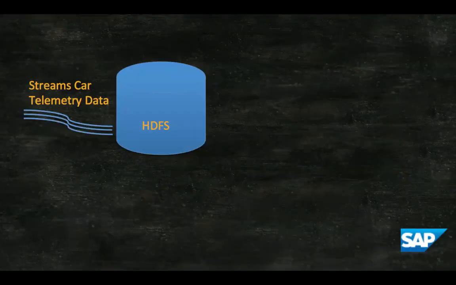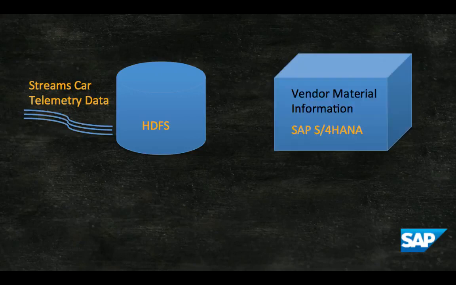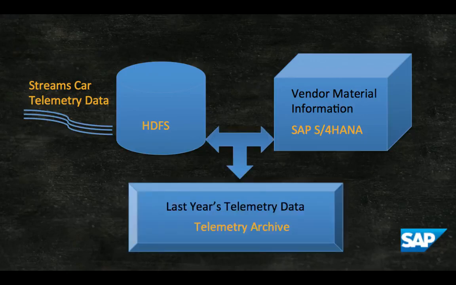The company streams the telemetry data during all races and keeps it in a low-cost storage on a Hadoop distributed file system. The company has an SAP S/4HANA system, which they use to store the vendor material information. The company wants to learn by using last season's telemetry data, which is stored in the telemetry archive.